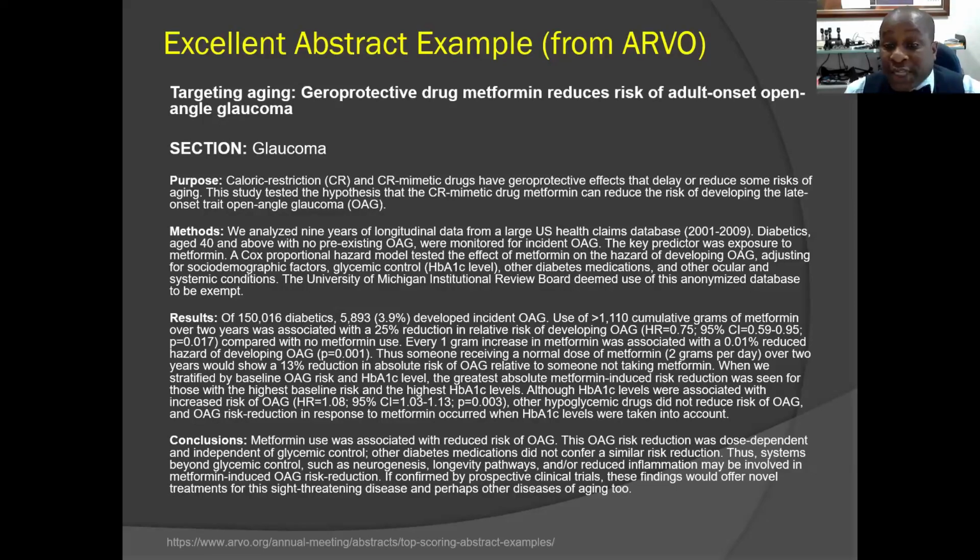Other diabetes medications did not confer similar risk reduction. So those other diabetes medications reduce your blood sugar, but still did not reduce your risk for open-angle glaucoma. That's proof that it's by different mechanisms. Thus, systems beyond glycemic control, blood sugar control, such as neurogenesis, longevity pathways, and or reduced inflammation may be involved in how metformin is causing a reduced risk of open-angle glaucoma. If confirmed by prospective clinical trials, these findings will offer new treatments for this sight-threatening disease and perhaps for other diseases of aging as well.